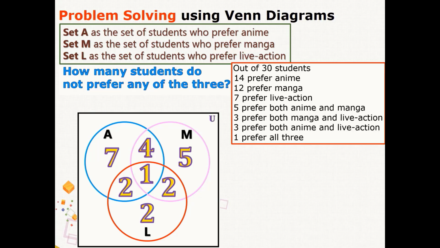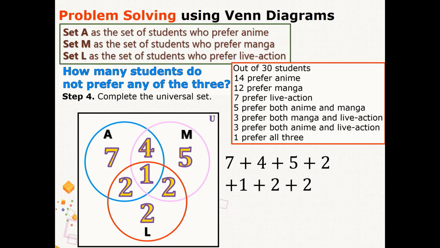Step 4 is to complete the universal set. The given is out of 30 students. The sum of all values inside is 23. To complete 30 students, we need 7. And 7 is to be placed outside any of the circular figures.